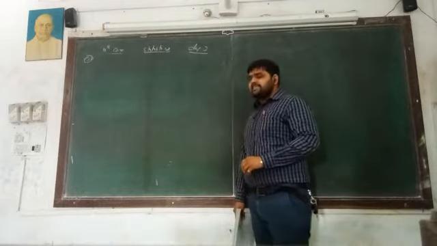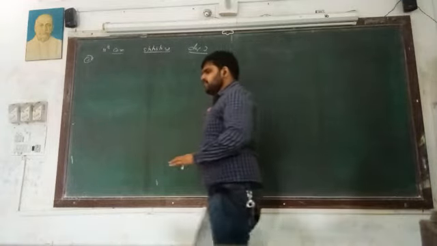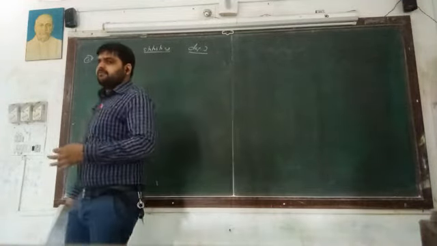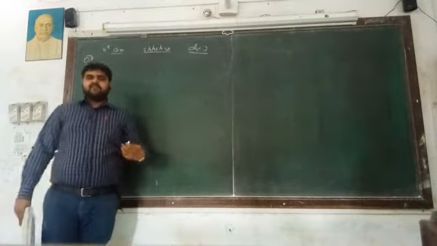11 Commerce Statistics, chapter number 3. Last time we completed up to example 37. With the graphical method we have to find out more. The same thing we have to find out over here.